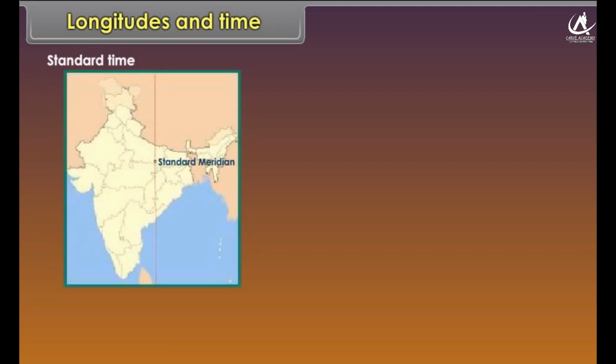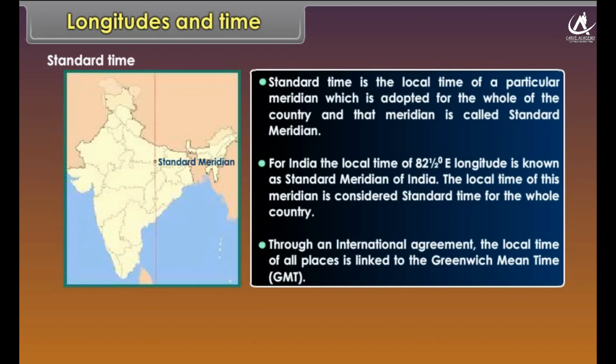Standard time. Standard time is the local time of a particular meridian which is adopted for the whole of the country, and that meridian is called standard meridian. For India, the local time of 82.5 degree east longitude is known as standard meridian of India. The local time of this meridian is considered standard time for the whole country.